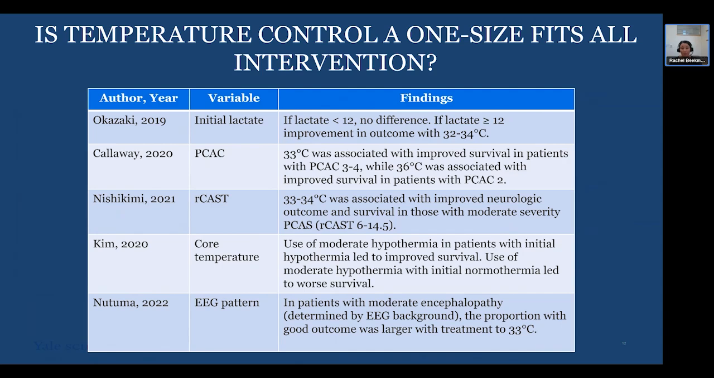In 2021, Nishikimi performed a retrospective analysis of over 1,000 patients treated with temperature control using the RCAS score as a predictor of post-cardiac arrest illness severity. This group found that amongst patients with moderate severity post-cardiac arrest syndrome, which was defined as an RCAS score of 6 to 14.5, moderate hypothermia was associated with improved functional outcome with an odds ratio of 1.7.